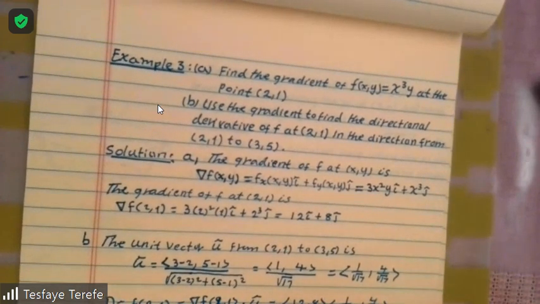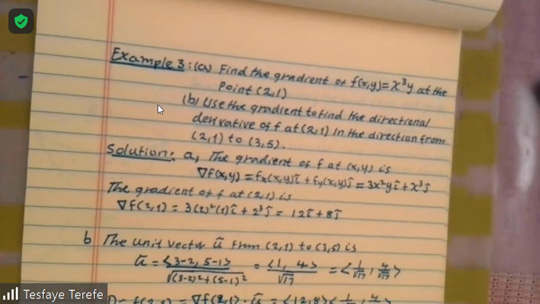Okay, so this is going to be 12 over square root of 17 plus 32 over square root of 17. That's going to be 44 over 17 times square root of 17. And that's it. So the directional derivative in the direction of u is 44 over 17 square root of 17.